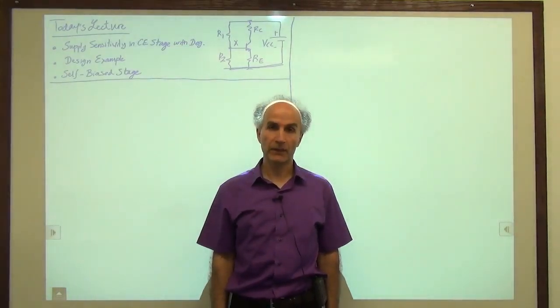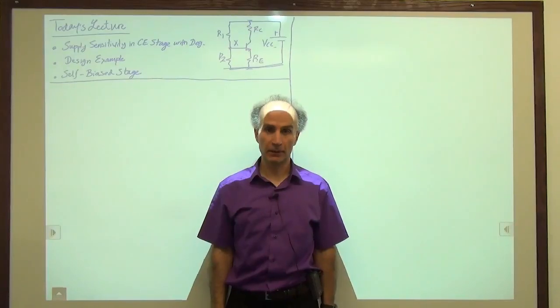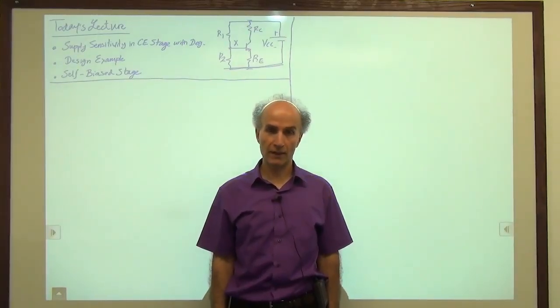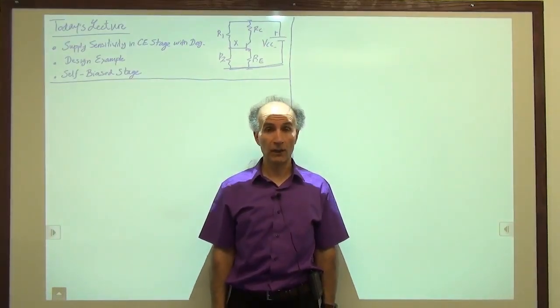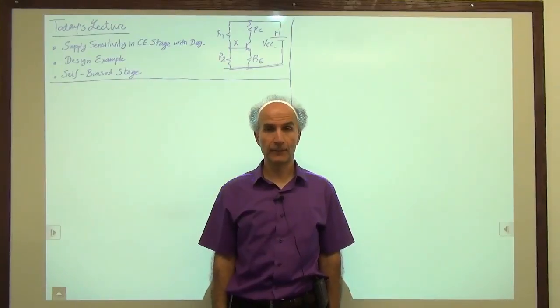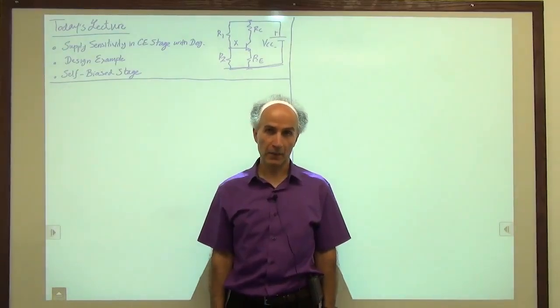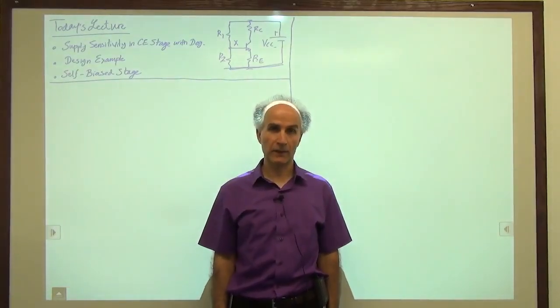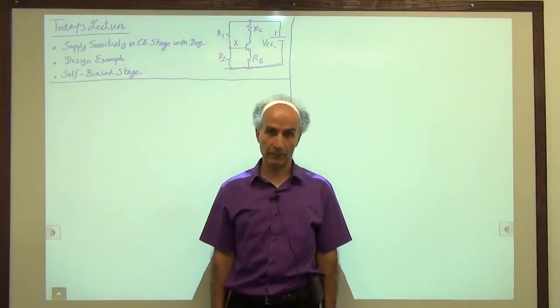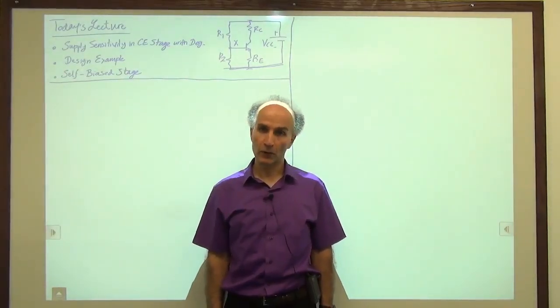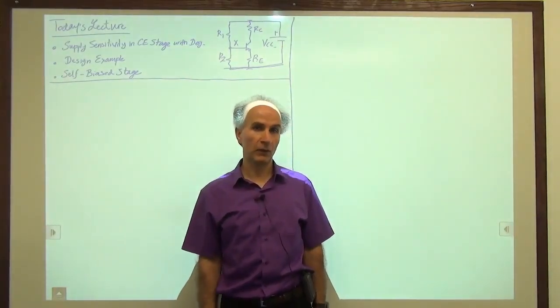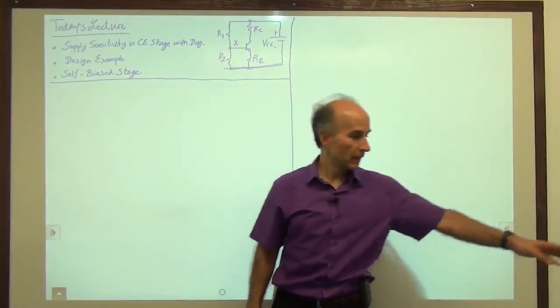Today we will talk about the sensitivity problem in the common emitter stage and see how degeneration helps with that sensitivity. And then we will look at another flavor of the CE stage that also has better properties in terms of sensitivities to supply and other parameters. Before we go there, though, let's briefly look at what we covered last time.